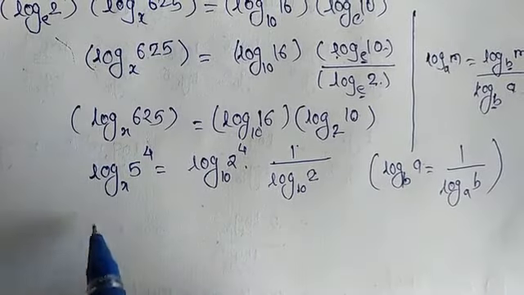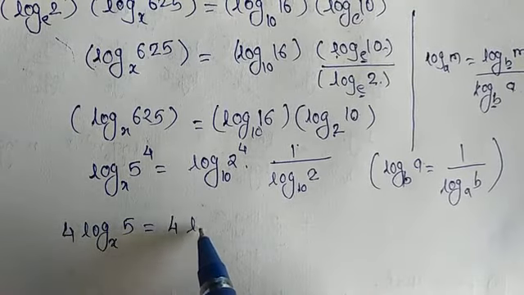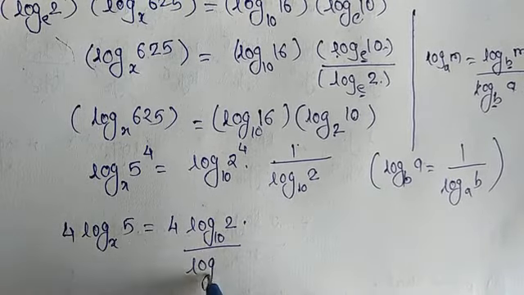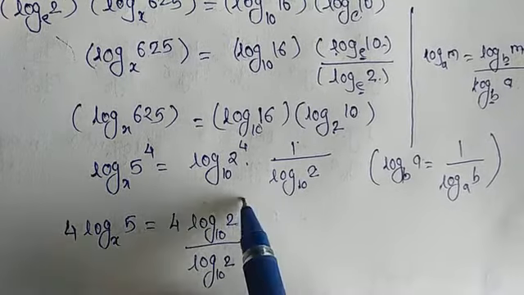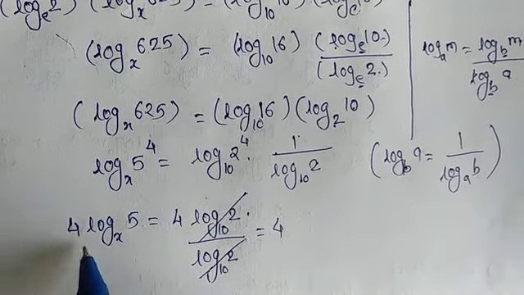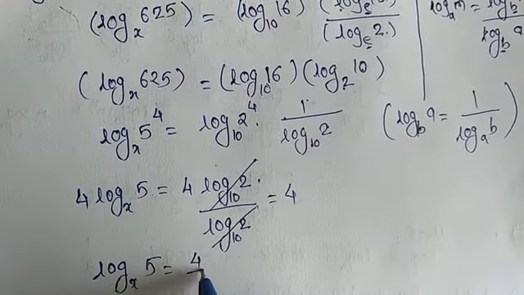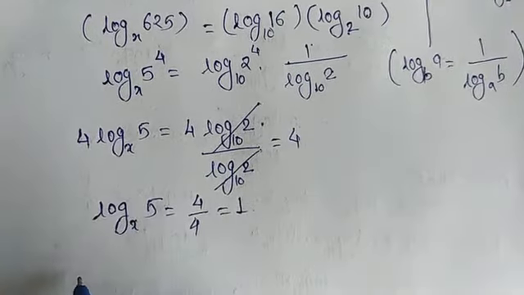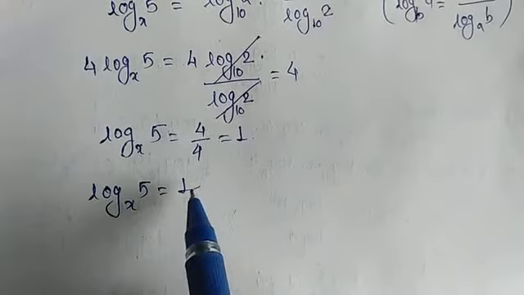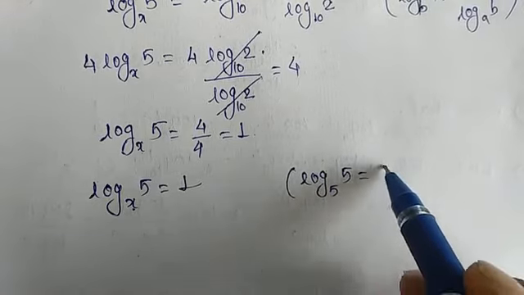Now it can be written as 4 log of 5 to the base x is equal to 4 log of 2 to the base 10 upon log of 2 to the base 10. So it will be cancelled, only 4 remains on the right side, and this 4 on the right will be divided, so it remains log 5 to the base x is equal to 4 upon 4, which is equal to 1. This means that log of 5 to the base x is equal to 1. It will be possible only if x is 5, that is log of 5 to the base 5 is equal to 1.